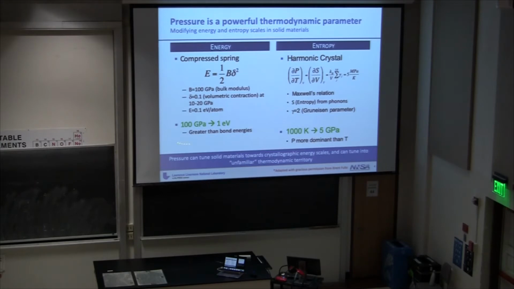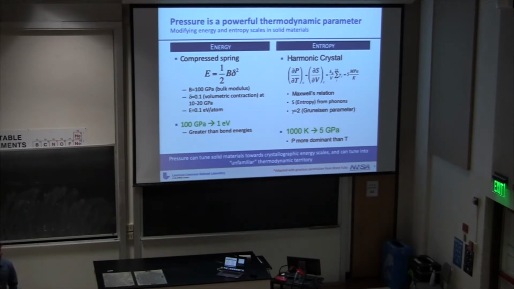The important thing about this is around 100 GPa, you generally put in, for typical metals or typical solid materials, something like an electron volt of energy. Right? So now basically we've added the same energy to the system by pressure that is the chemical bonding. So you can get a lot of different chemistries that happen under pressure because of this.